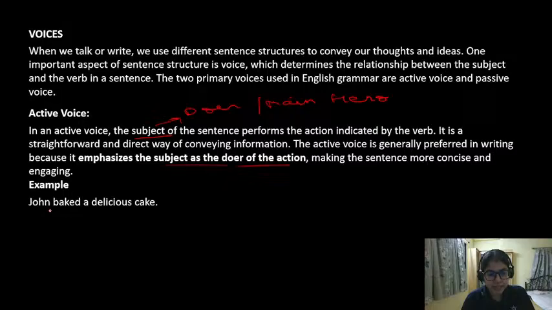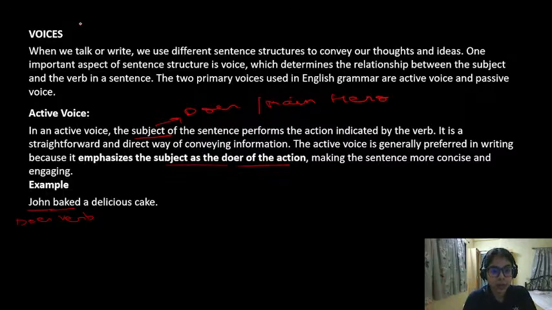Here, baking is a verb which is being performed by John, who is our subject, or as we can say, the doer of the sentence, and he baked a delicious cake. This sentence right now is in active voice. What happens in the active voice? The focus is on the subject. In passive, it is the opposite. There, the hero becomes zero.